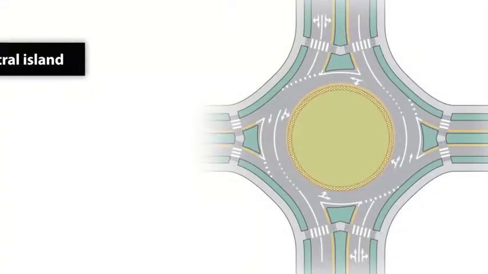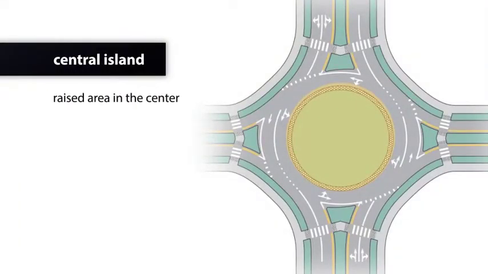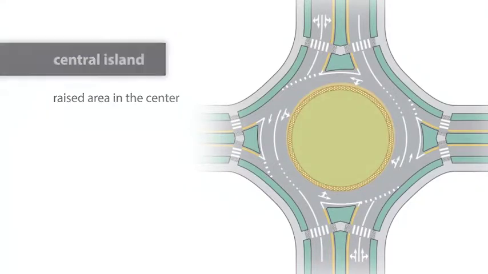The first one is the central island, which is a raised area in the center of a roundabout around which traffic circulates. The central island does not necessarily need to be circular in shape. And in the case of mini roundabouts, the central island is completely traversable by traffic.